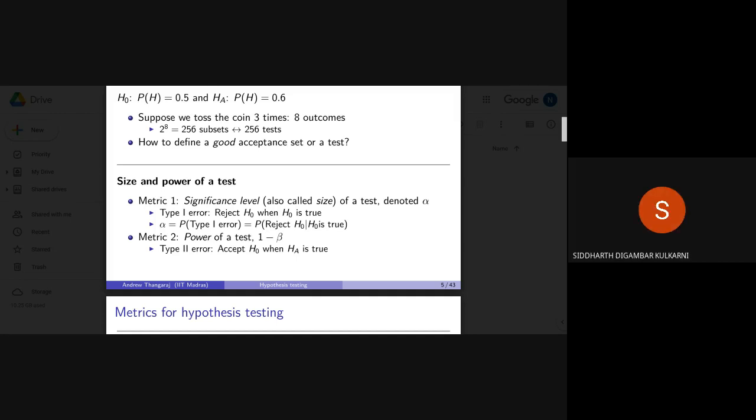No, ma'am, he's saying if HA is true, you reject HA. When H naught is true, we reject H naught, we make an error. When HA is true, we are rejecting HA, that is also an error. Rejecting HA means you are accepting H naught. So accepting H naught means rejecting HA, and accepting HA means rejecting H naught. Can we say that? Yes, you can say that.